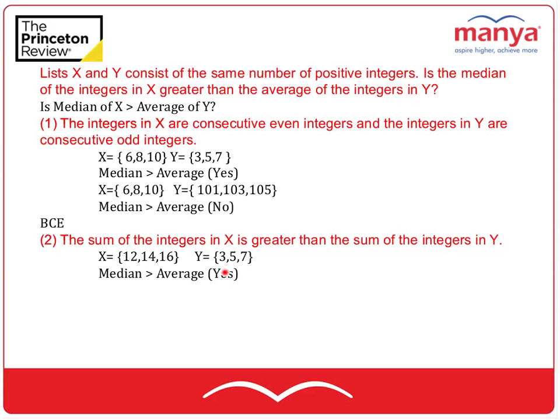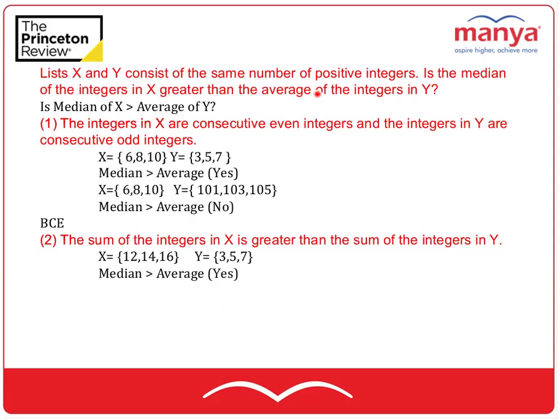I have to stick with the sum of the integers in x being greater than the sum of the integers in y. Yeah, but not consecutive. Great. Because that is not specified in the statement. So what numbers will hold good? There are many numbers, right? So I should always look for the number which is going to tell me that the median is lesser than the average.